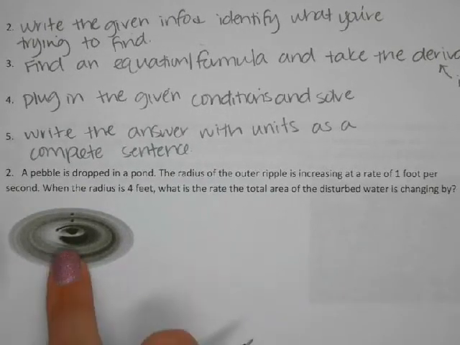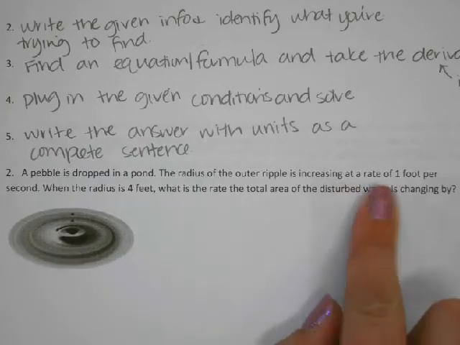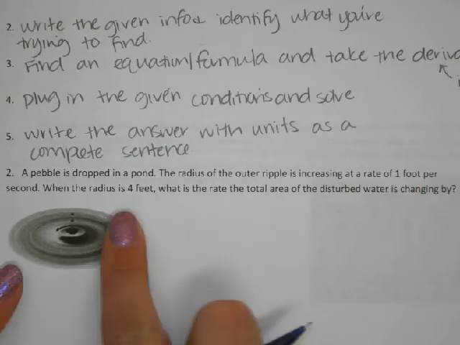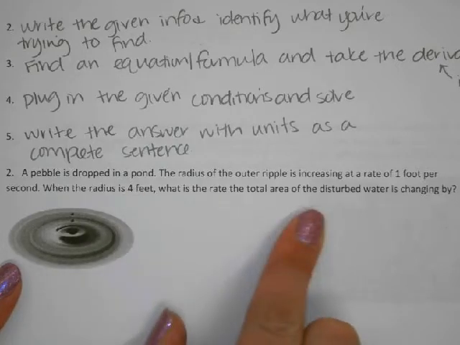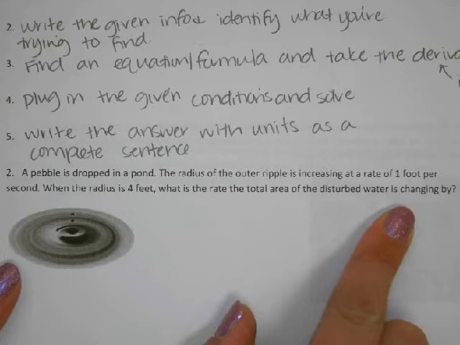So you guys can see that when you drop something into water, it makes a circle. So we're going to be dealing with a circle here. The radius is increasing at a rate of 1 foot per second. When the radius is 4 feet, what is the rate the total area of the disturbed water is changing by?